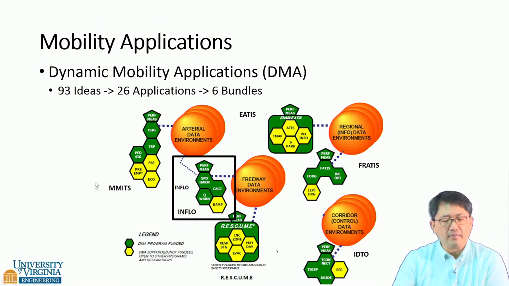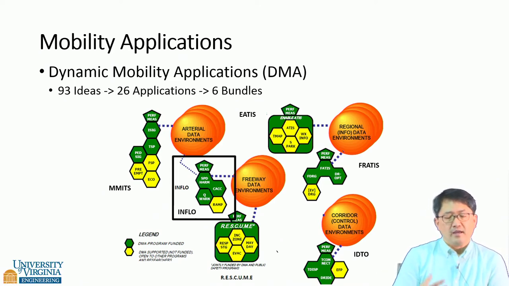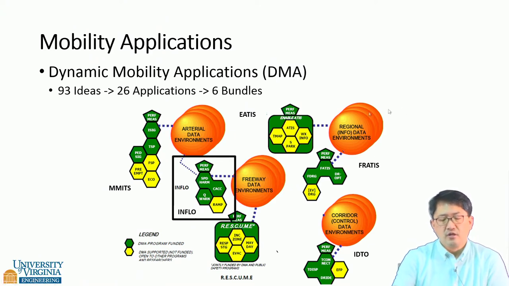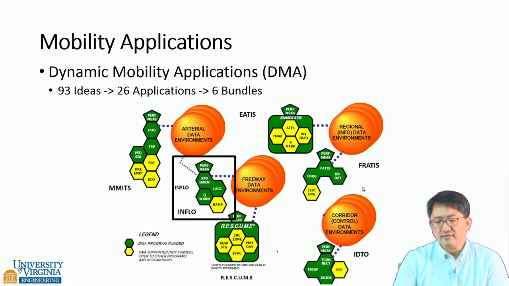So this is MMITS. INFLO is mostly freeway related. You could have speed harmonization or cooperative traffic control systems, queue warnings and ramp metering and things like that. So they are creating many, many applications, in this case 26 of them, and then putting them together into groups as bundles. So you are doing it for arterials, freeways, corridor levels, and regional levels, and they are trying to do this somewhat even for transit systems as well.